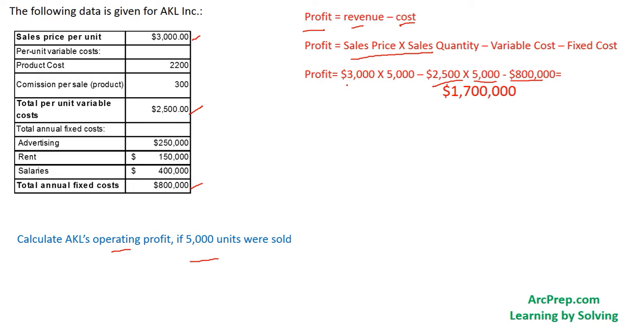So sales price is 3,000, quantity is 5,000. On the variable cost side for this, we have 2,500 times 5,000 minus the 800,000 fixed costs. My profit at 5,000 units is $1.7 million.